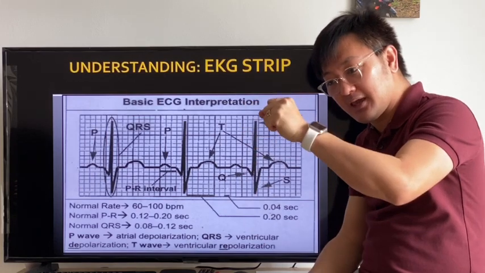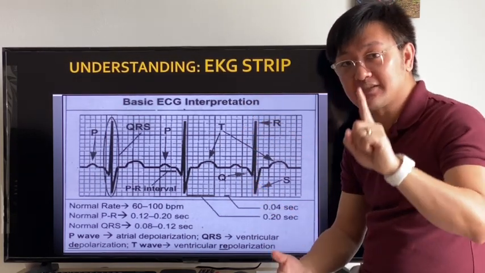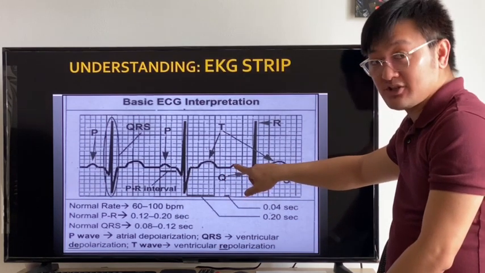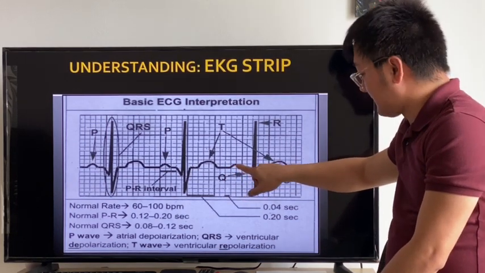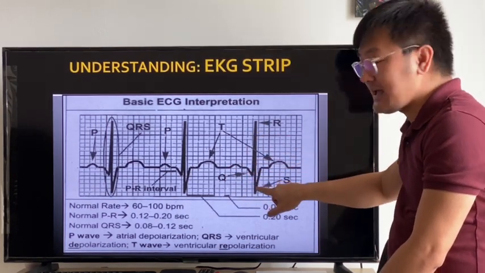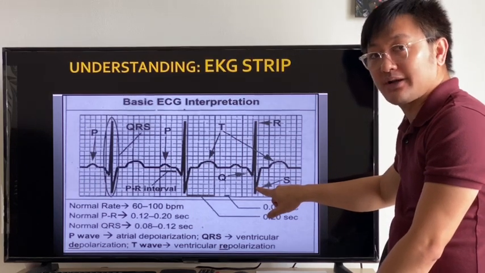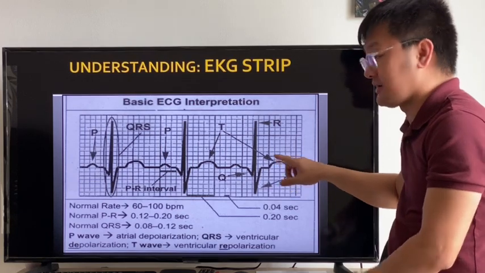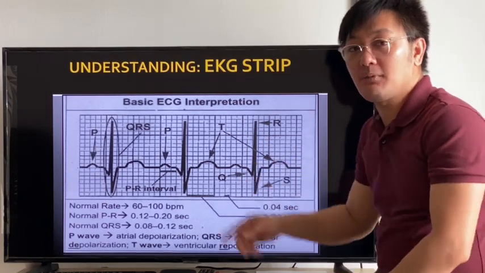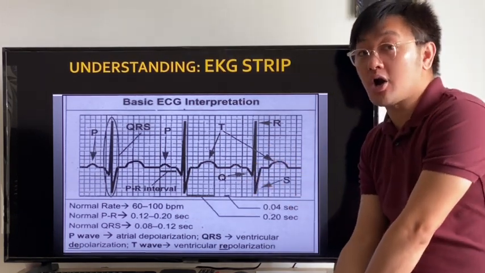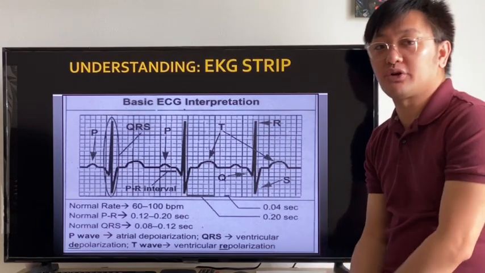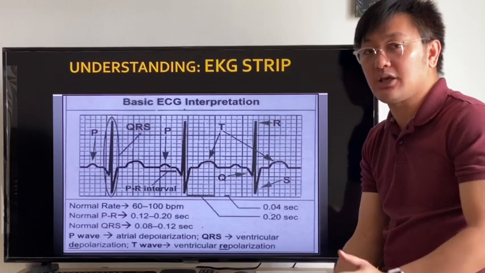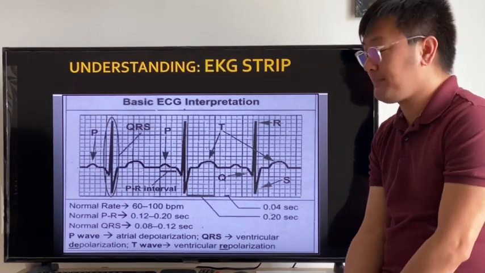Make sense? P, QRS, T is one heartbeat. Now, P wave, as mentioned, atrial depolarization. QRS, atrial repolarization, ventricular depolarization. T wave, ventricular repolarization. Simple as that. The normal heart rate ranges from 60 to 100. A heart rate of more than 100 is what we call tachycardia. A heart rate of less than 60, we call bradycardia.